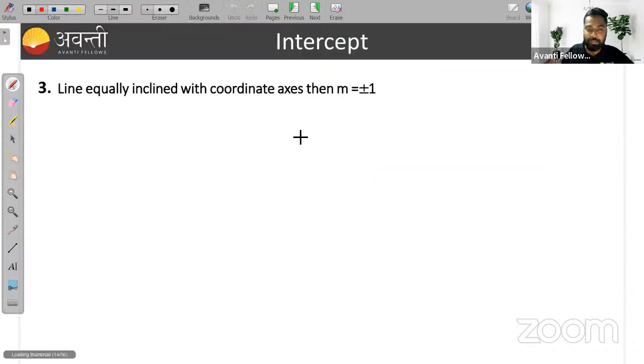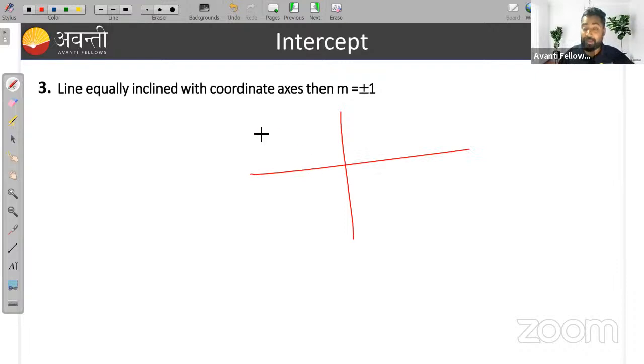But when a line is equally inclined with the axes, then the slope will be +or-1. See here, the angles are the same. In this case, the slope will be 1, right?